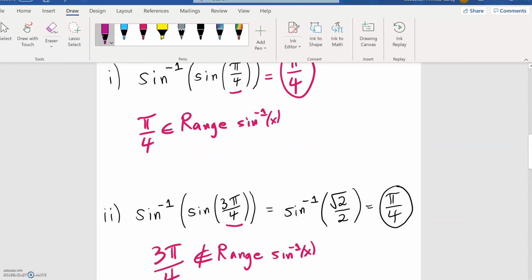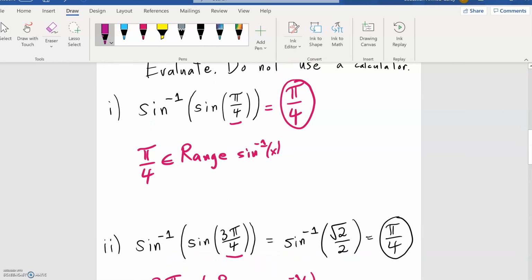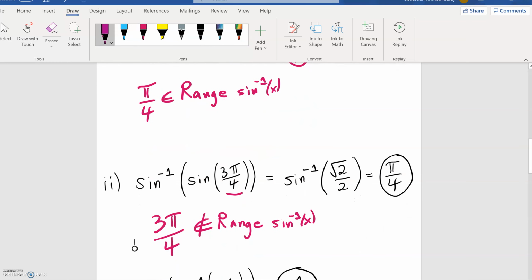Once again, let's take a look at the first two examples. Number 1, pi over 4 is in the range of sine inverse. So the inverse function property applies, and your answer is just pi over 4. But with number 2, 3 pi over 4 is not within the range of sine inverse, and so you have to deal with the evaluation on the inside. We did that: sine of 3 pi over 4 was equal to root 2 over 2. And then we looked at sine inverse of root 2 over 2.